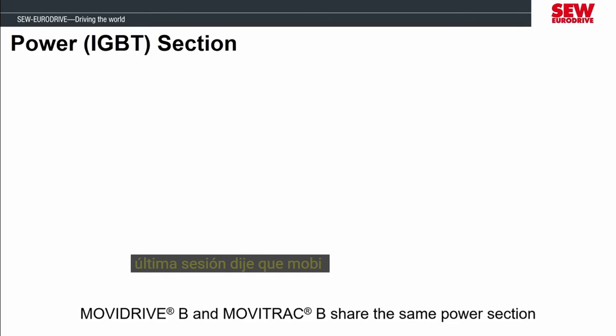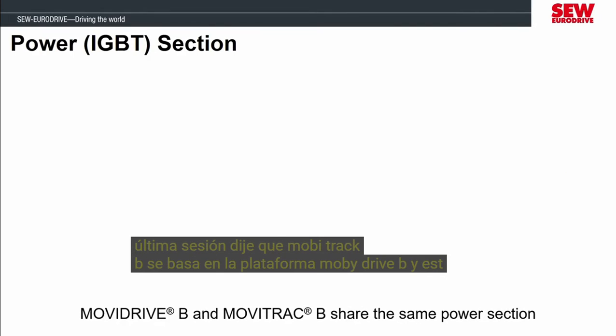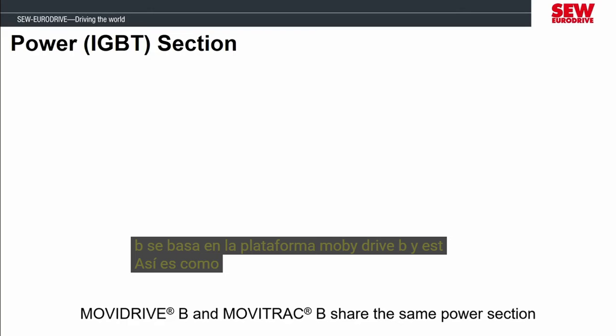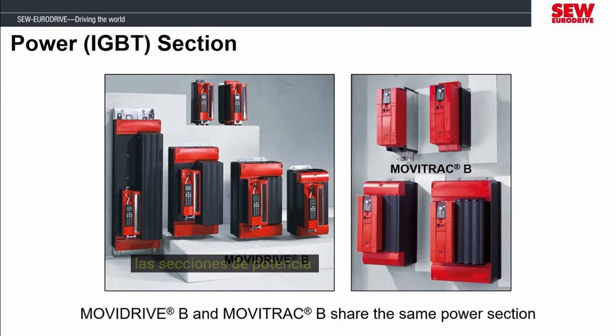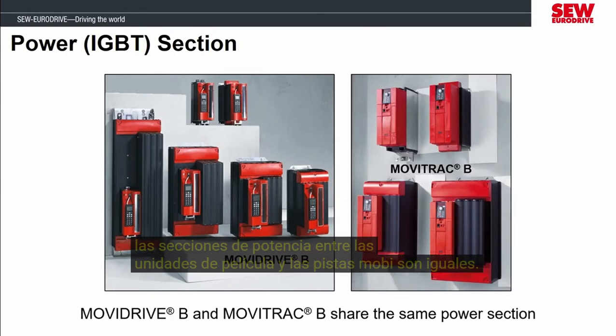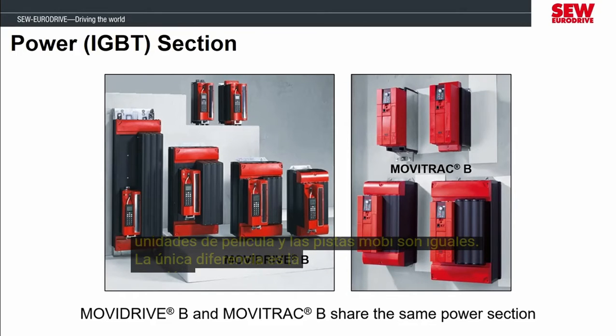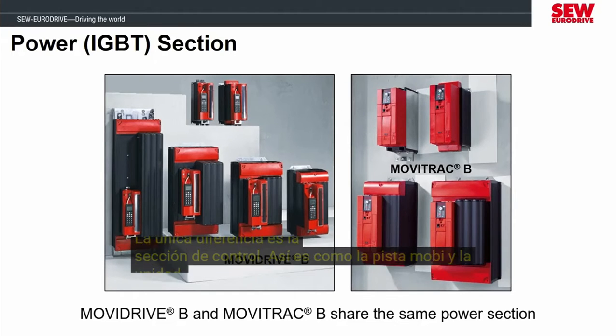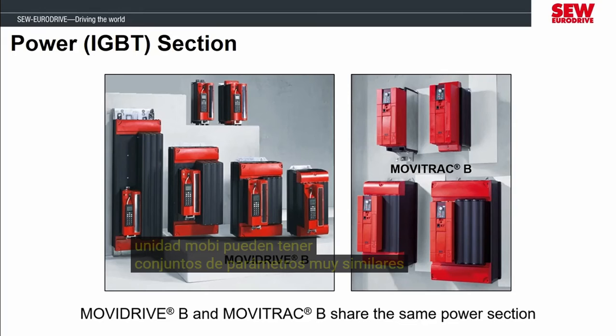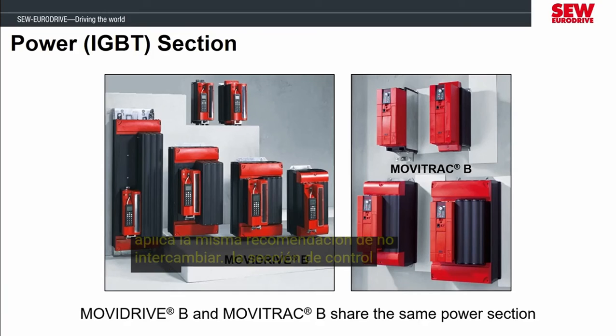In the last session, I said that the MOVIDRIVE B is based on the MOVITRAC B platform, and this is how. The power sections between the MOVIDRIVEs and the MOVITRACs are the same. The only difference is the control section. This is how the MOVITRAC and MOVIDRIVE can have very similar parameter sets because they use similar parts. The same recommendation applies to not swap the control section around as a troubleshooting step.